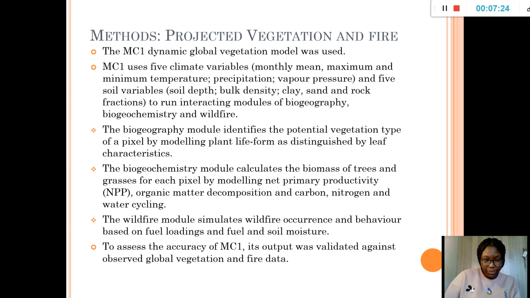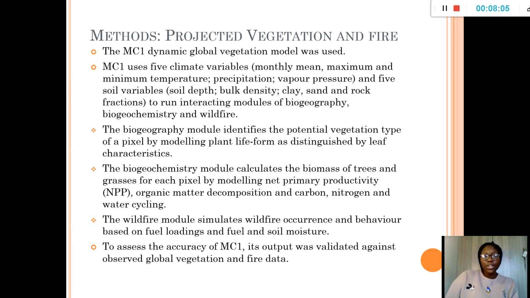and wildfire. The biogeography module identifies the potential vegetation type of a pixel by modeling plant life form as distinguished by leaf characteristics. The biogeochemistry module calculates the biomass of trees and grasses for each pixel by modeling net primary productivity, organic matter decomposition, and carbon, nitrogen, and water cycling. Lastly, the wildfire module simulates wildfire occurrence and behavior based on fuel loadings and fuel and soil moisture. Potential fire here was modeled with no human suppression.